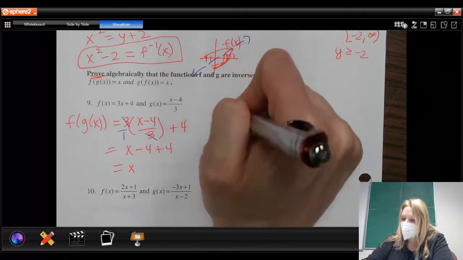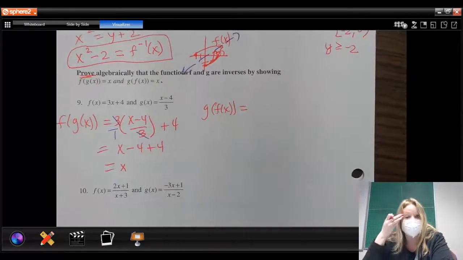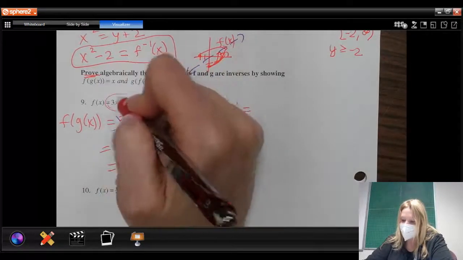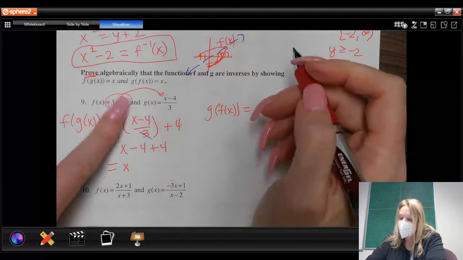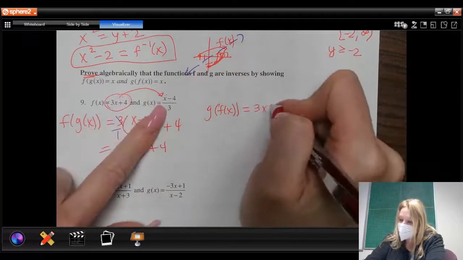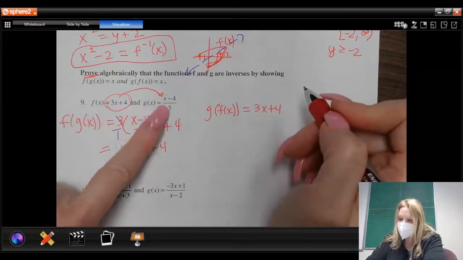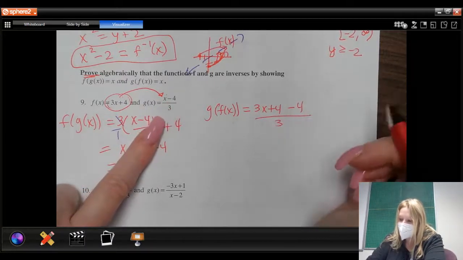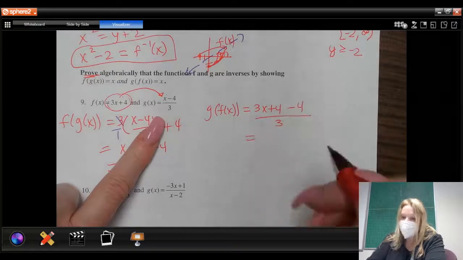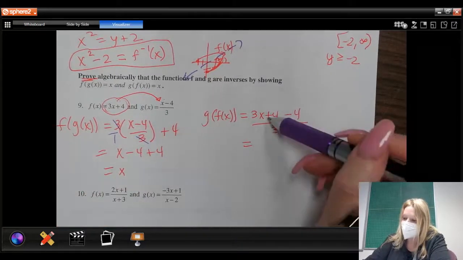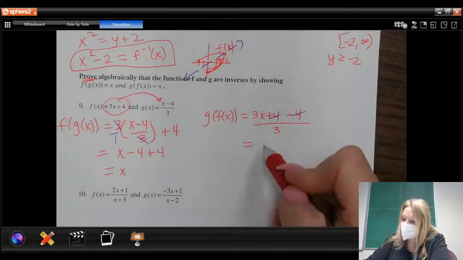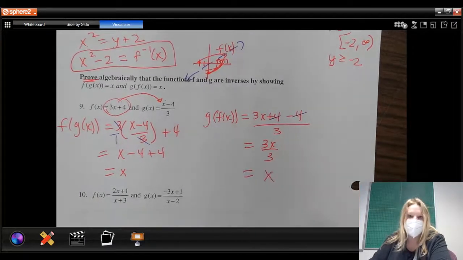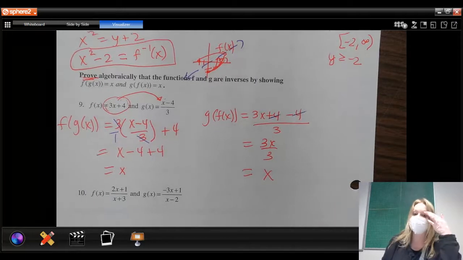G of f of x, so you have to show all steps, is put the f of x into the g of x. So I'm putting this thing into here. So that becomes 3x plus 4. That's going into there. Then I've got the minus 4, and then I've got the over 3. So now what you need to show me is that you know you simplify the numerator first, get 3x over 3, and then answer is x.